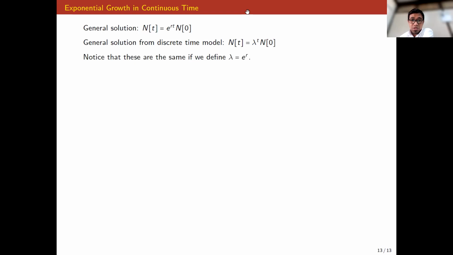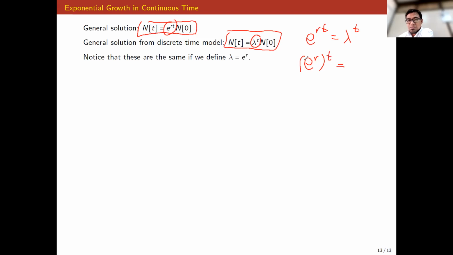So we now can say e to the power of rt is equal to lambda to the power of t, because they have quite the same expressions. So e to the power of rt is equal to lambda to the t. We know that if you have this power, it means e to the power of r, to the power of t. We'll have r times t, lambda to the t. It means e to the power of r is equal to lambda. Right?